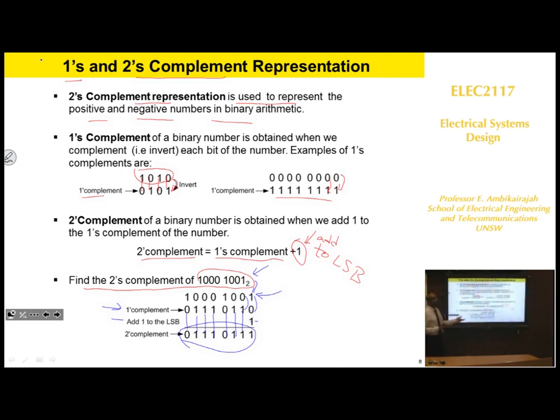Now we'll come back to this in a minute and say, what does 2's complement mean? We'll go to the next slide. This is just the process of what is 1's complement, what's 2's complement of a number.